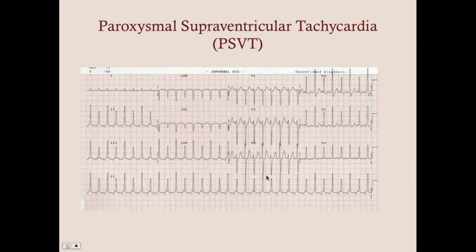So in PSVT, your P is being absorbed into your QRS complex. So it looks like you have no atrial depolarization, but you do. This is not atrial fibrillation. You're just having so many QRS complexes because you have ectopic stimulus to your AV node that your P wave is just kind of blending right into your QRS complex.